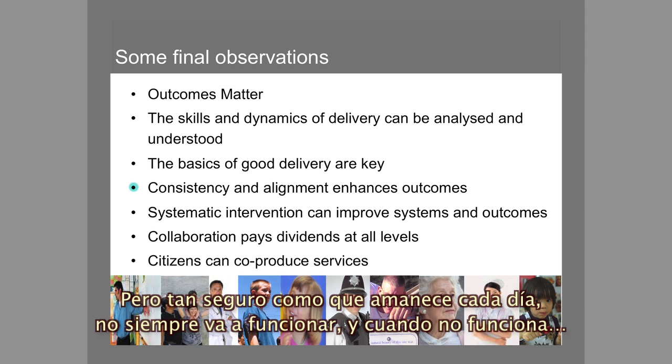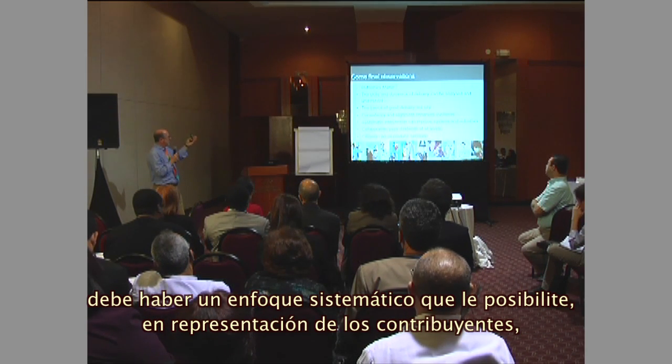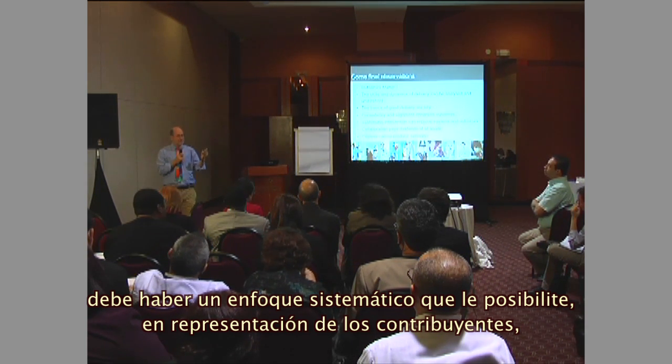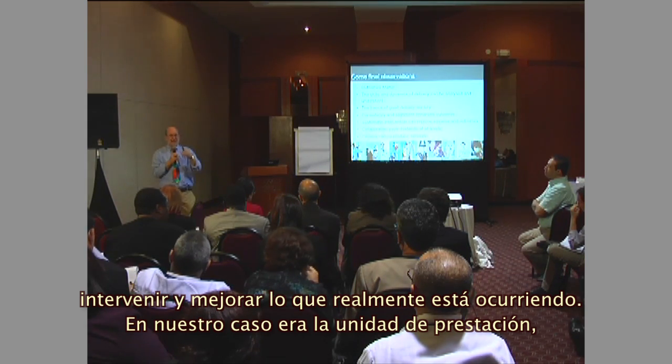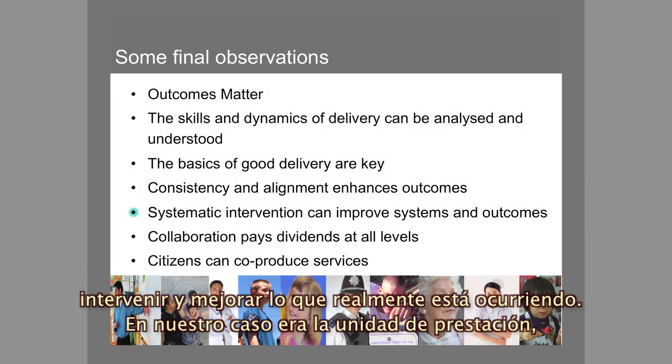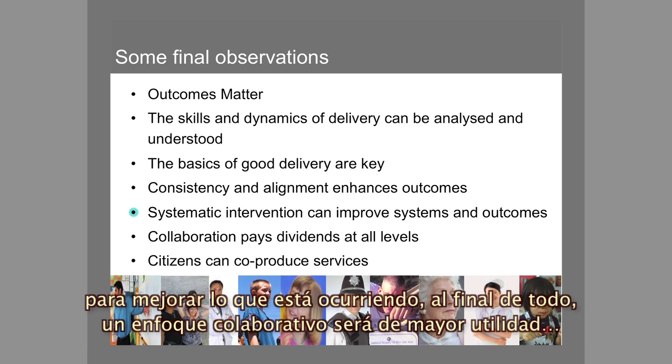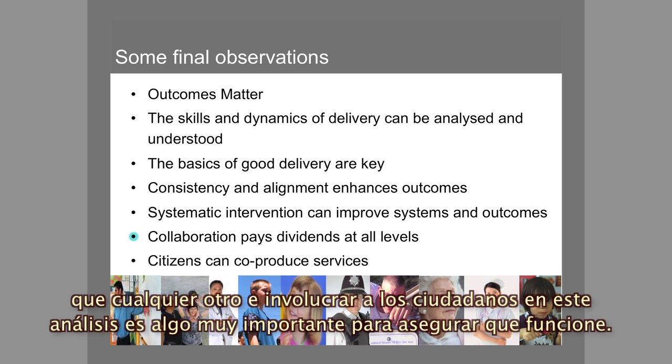But as sure as night follows day, it won't always work. And when it doesn't work, there needs to be an approach, a systematic approach, that enables you, on behalf of taxpayers, to intervene and to improve what is happening out there. In our case, it was the delivery unit and departmental units and a variety of others. There needs to be a way government should intervene to improve what's happening out there. At the end of all of that, a collaborative approach is going to pay more dividends than any other, and involving citizens in this endeavor is also seriously important in terms of making it work.